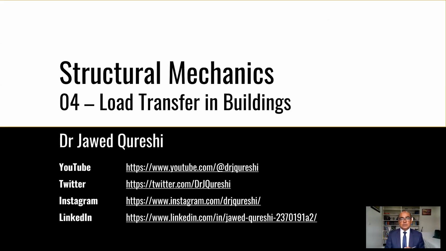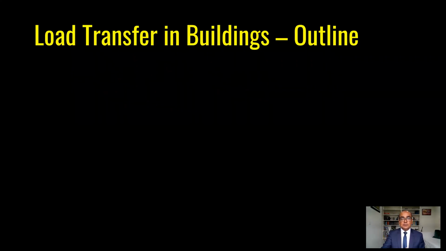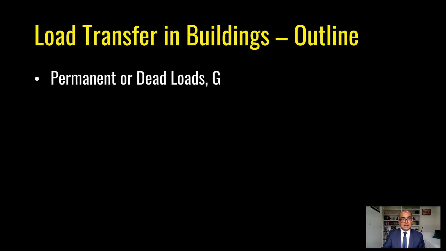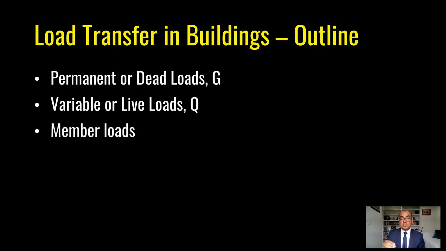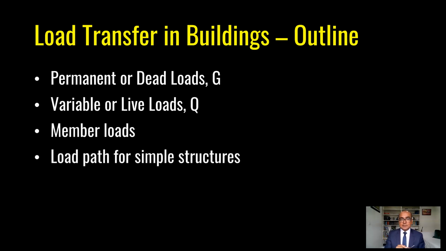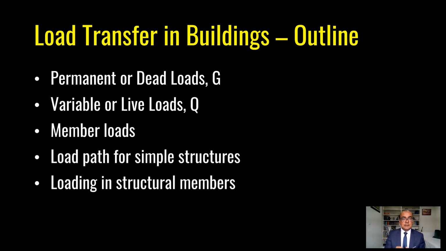In this lecture, I will talk about how floor loads are transferred in buildings. This is the outline of today's lecture. First, permanent or dead loads, which are denoted by G. Second, variable or live loads, which are denoted by Q. Third, member loads or internal forces, which develop in structures. Then, load path for simple structures. And finally, how to work out loading in simple structures.